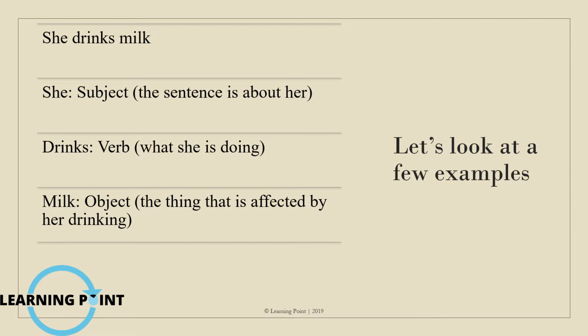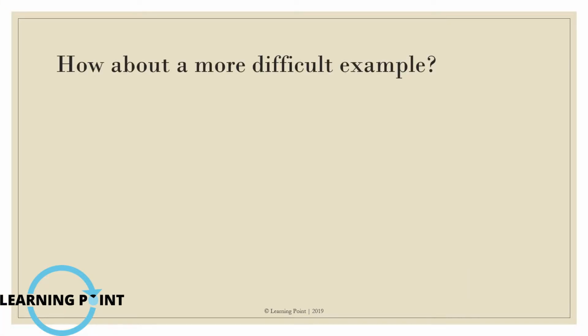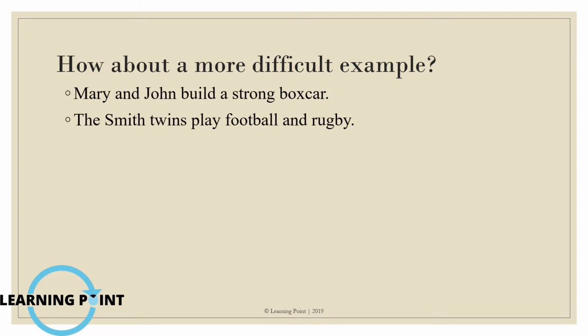So, let's try a bit more of a difficult example. Mary and John build a strong boxcar, and the Smith twins play football and rugby. So what I want you to do now is to grab a pen and paper and to write these sentences down. Leave a bit of space in between the two of them and see if you can circle the subject, underline the verb, and highlight the object for both sentences. I'll give you a second to figure that out. Pause this video if you need to.